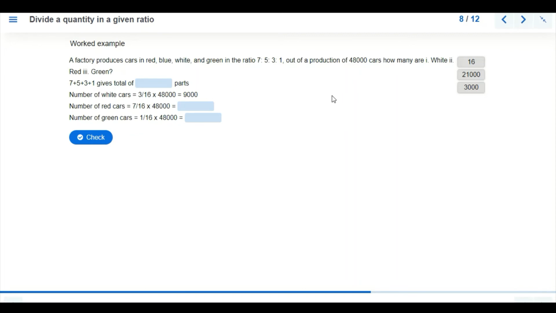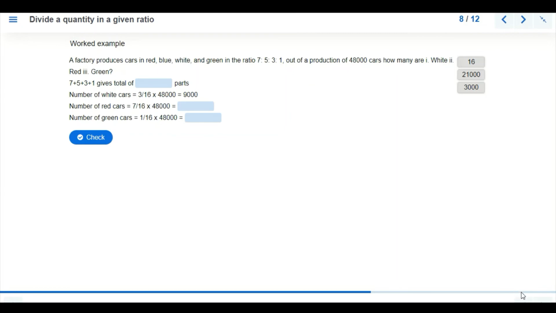Now for red cars, what we need to do is pick the ratio of red. The ratio of red is 7. Then divide it by 16, then multiply by 48,000. We have the number of red cars. For green cars as well, we pick the ratio of green cars. The ratio of green cars here is 1. Then you multiply it by 48,000 and divide by 16. So if you divide that by 16, then we have the number of green cars.